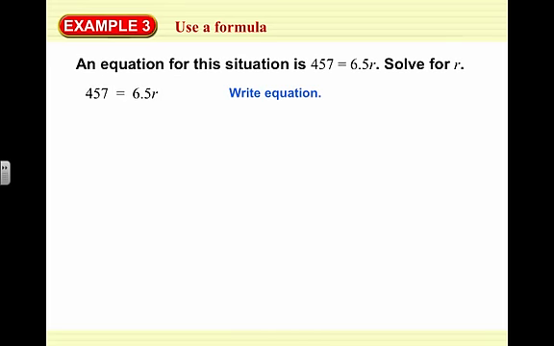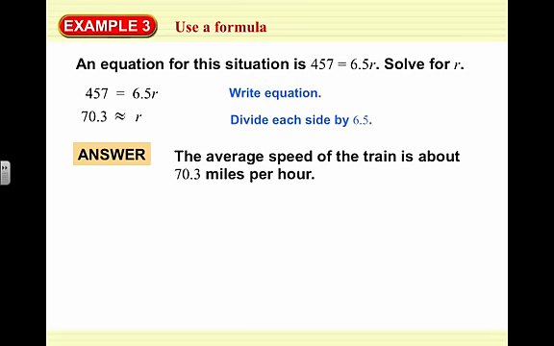We're going to solve for r. So if 457 equals 6.5 times r, r is being multiplied by something, so we need to divide by it. So we're going to divide each side by 6.5. So 70.3 approximately, rounded to the nearest tenth, is equal to r. So the average speed of the train is about 70.3 miles per hour.